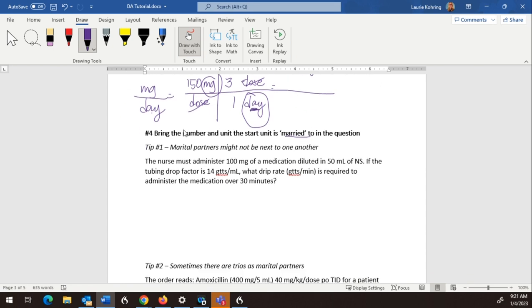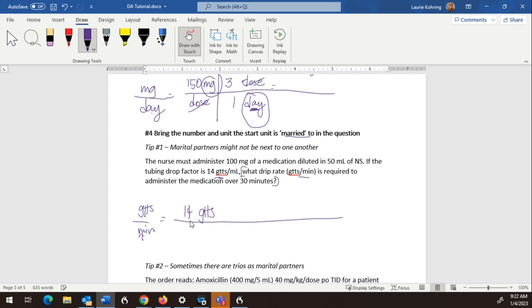All right, so marital partners or the baggage might not be nice and pretty right next to each other. So sometimes you're going to have to look at a distance for this information. So again, this isn't a multiple choice option, so I'm going to look at my last sentence here, and it actually tells me what I need to solve for, so that's kind of nice. So drops per minute. My start unit is drops. Stop unit is minute. So I'll look for this unit in the problem. I see it right here.